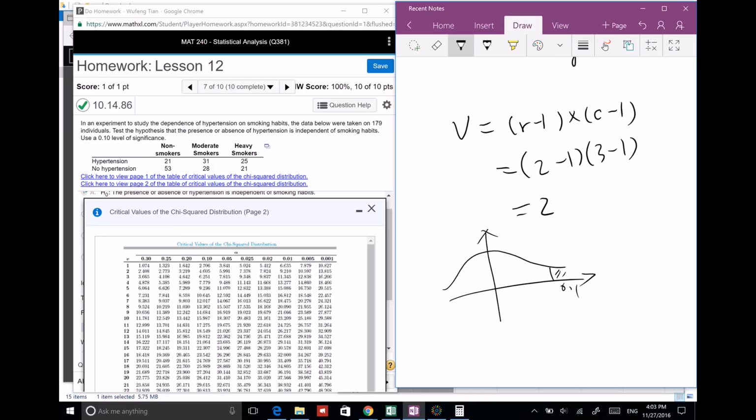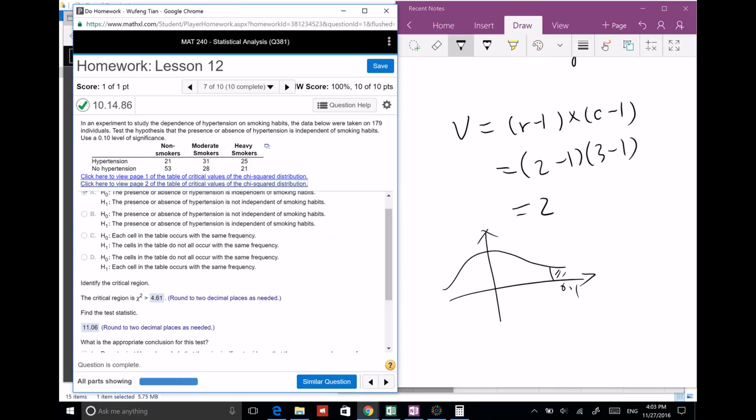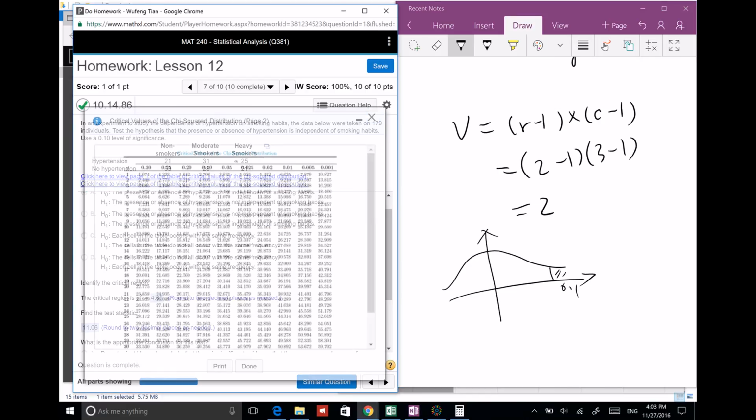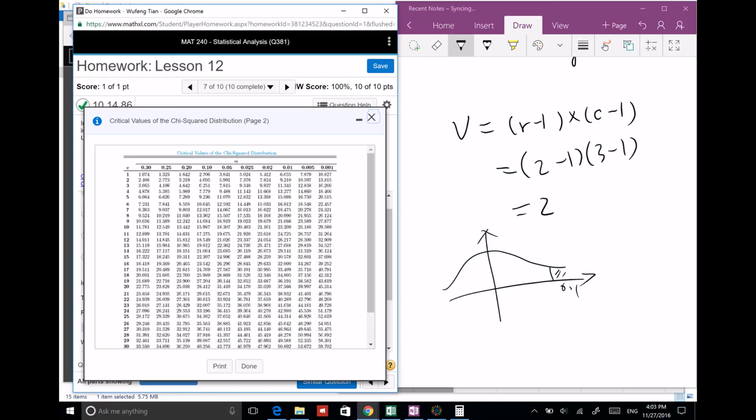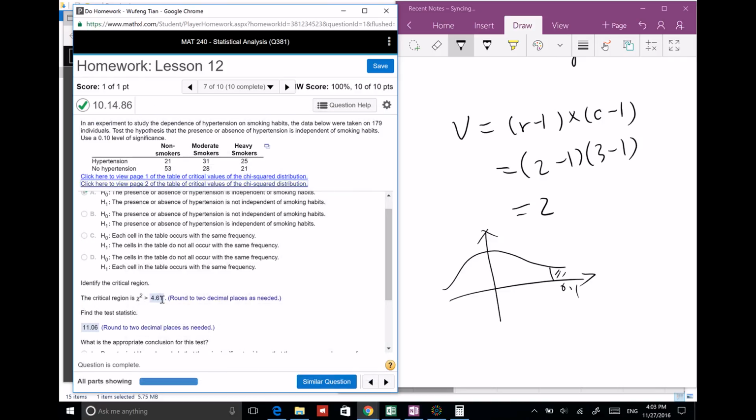So now we look at 0.1. Degree of freedom 2 is right here. At 0.1 with degrees of freedom 2, it's 4.6, so just type in 4.61 here.